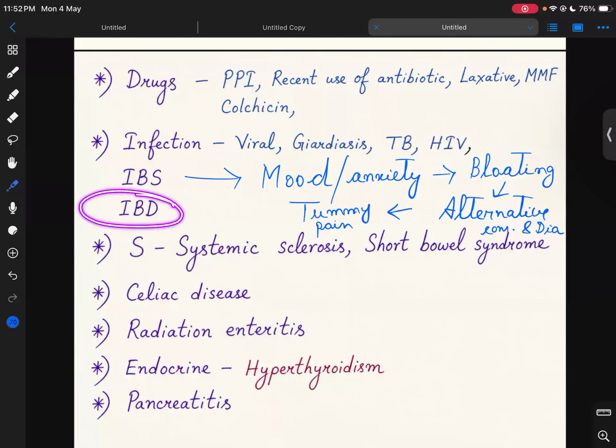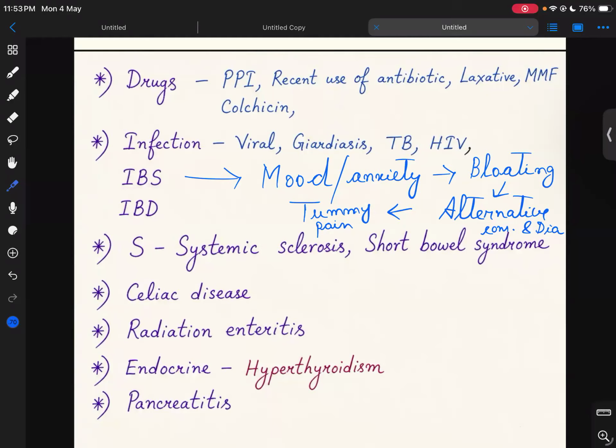Then come to the inflammatory bowel disease. I already mentioned infection and inflammatory bowel disease. You can keep them as a differential diagnosis for any loose motion for the PACES exam. But to rule it out, we have to ask the extra intestinal features of inflammatory bowel disease, like the joint pain, skin rash, and mouth sore.